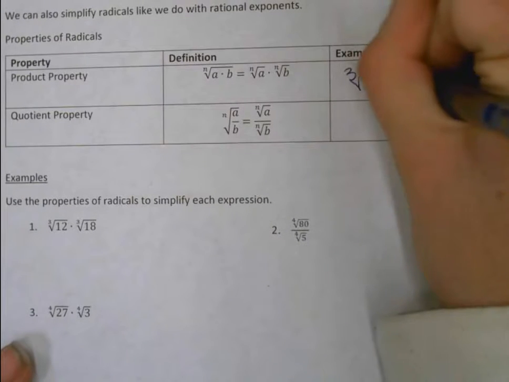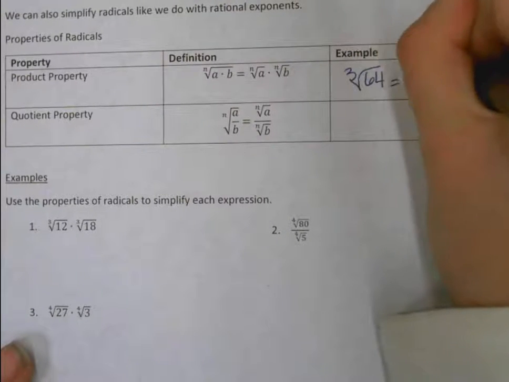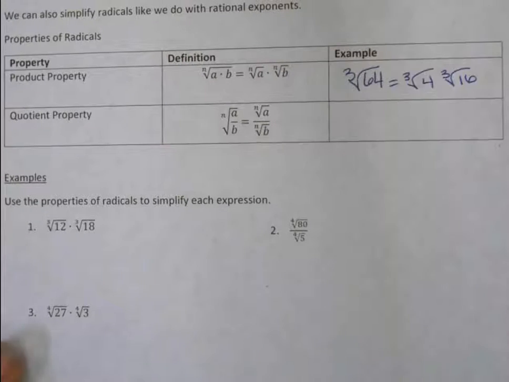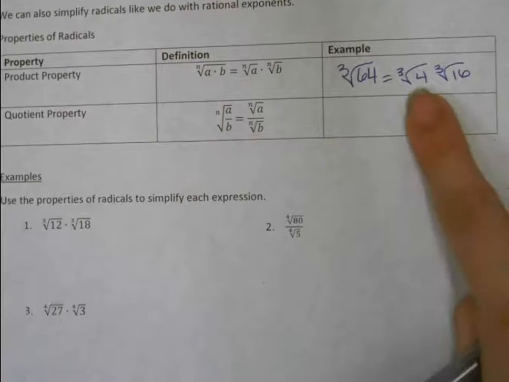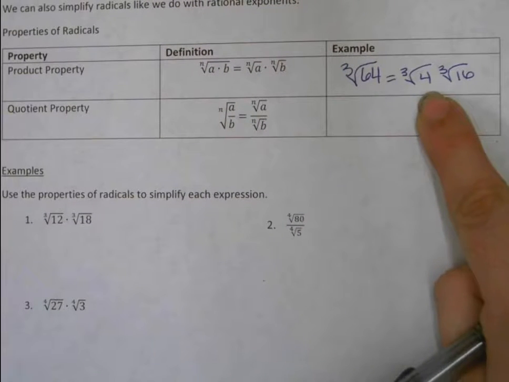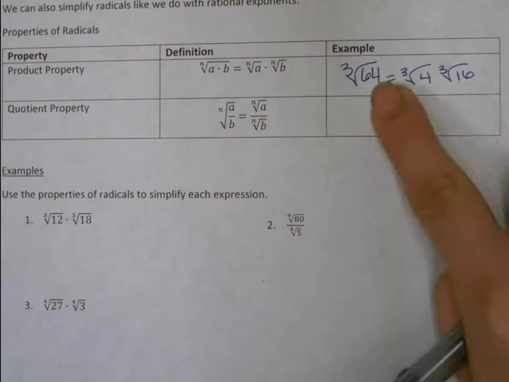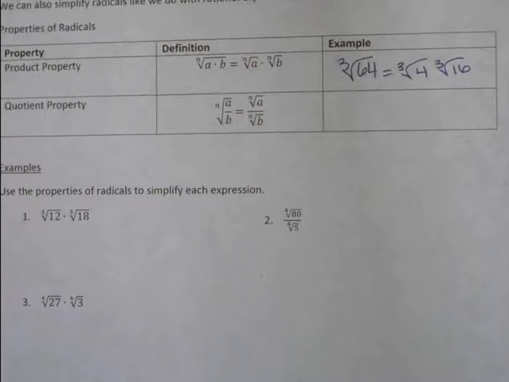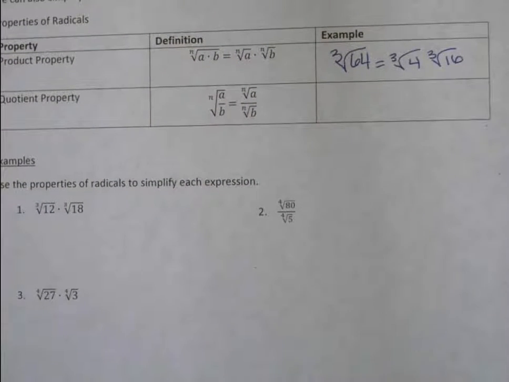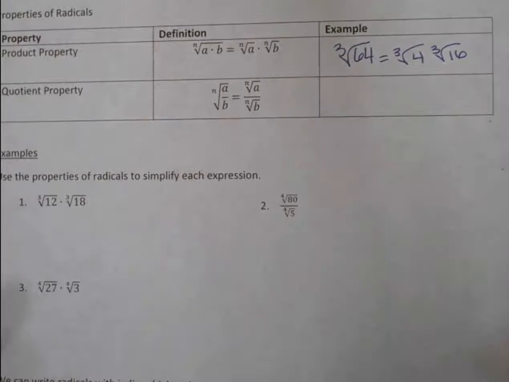I could split that up into the cube root of 4 and the cube root of 16 if I really wanted to. Usually you'll see it the other way around, where if I'm taking the cube root of two numbers, I'll multiply them together so I can take the cube root of the new number. Anything that multiplies to the number on the inside. So I could have done 2 and 32. Okay? Same thing goes for quotient property.